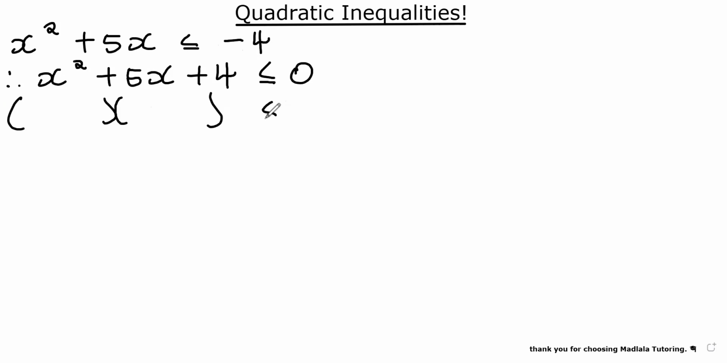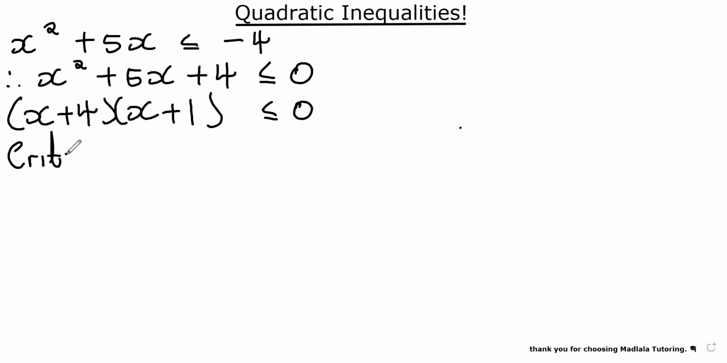Then it's time for us to factorize this quadratic equation. Factors of x squared is x and x. Factors of 4, such that if we add them or subtract them, we get a 5. Well, that's 4 and 1. And both of these factors have to be positive.